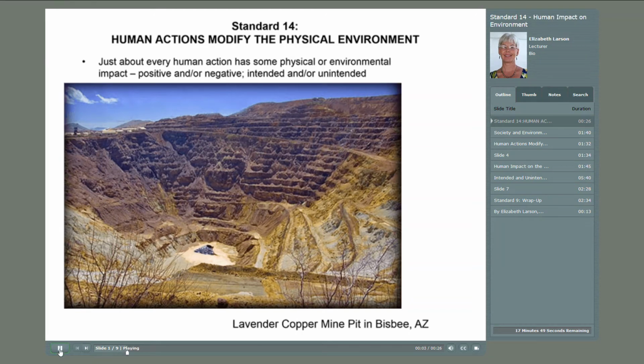Standard 14 shows us how human actions modify the physical environment. Just about every human action has some physical or environmental impact, positive and/or negative, intended and/or unintended. In this slide, we see a photograph of the Lavender Copper Mine Pit in Bisbee, Arizona.